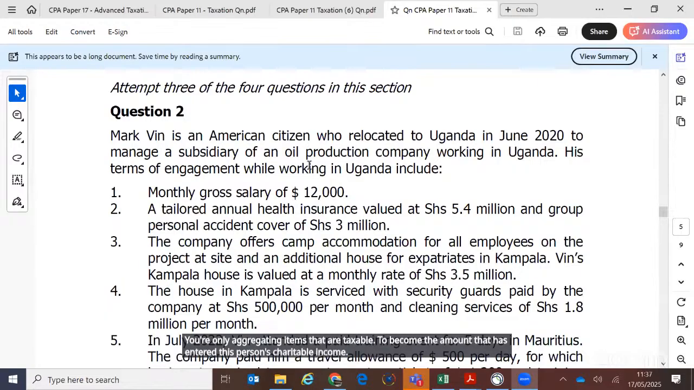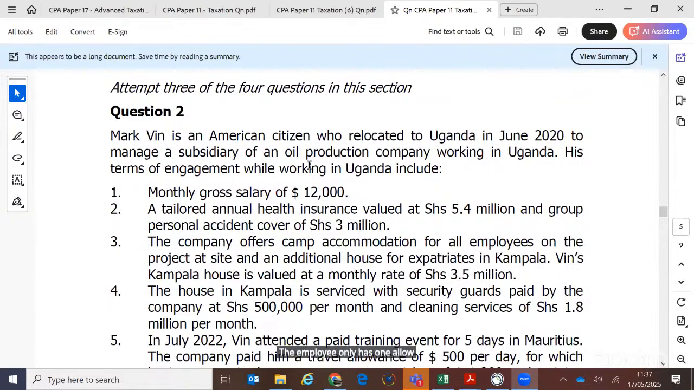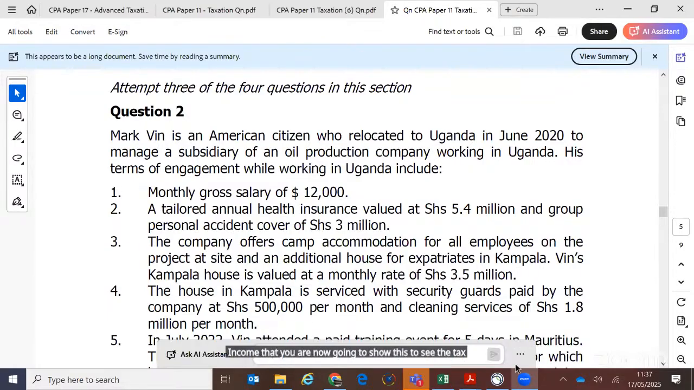The employee only has one allowable deduction. An employee only has one allowable. So you get all his taxable income and remove only one item called local service tax. If he paid local service tax, and then what remains becomes his chargeable income that you're now going to the schedules to see the tax. So this is how it's going to be.